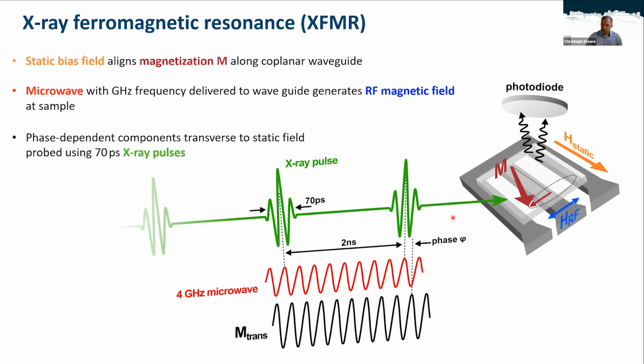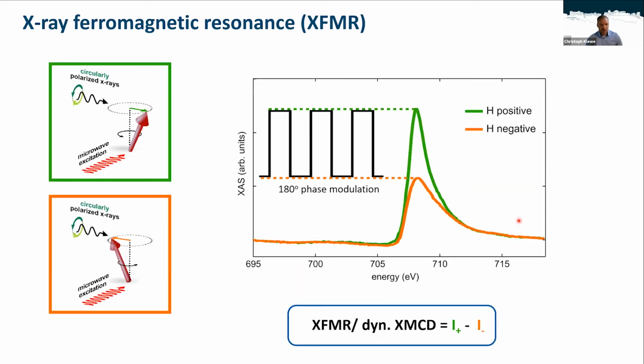But here, if we shine in like this, we are actually able to probe the components of the magnetic precession that are transverse to the static field. And now by modulating the phase of the microwave excitation by 180 degrees, we can then probe opposite sides of the magnetization precession. For example, that is shown here, where we basically probe the parallel component, and here we probe the anti-parallel component of the precession.